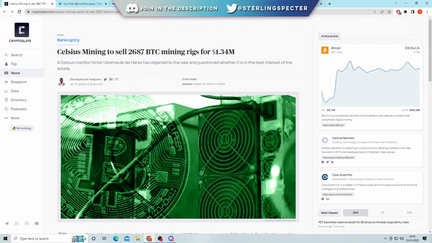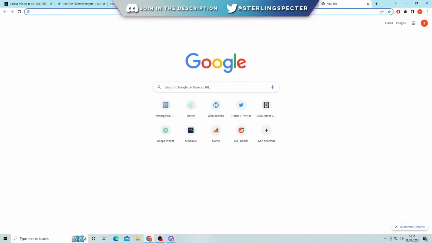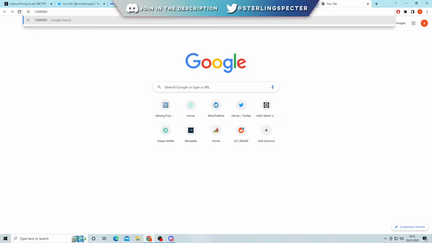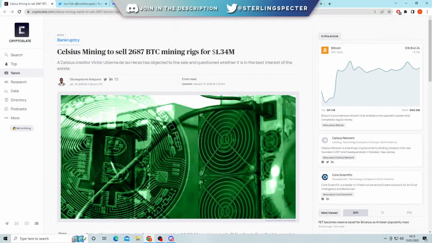So there was this one article that I just wanted to cover because obviously it's a big article in terms of crypto mining. Celsius Mining has sold 2,687 Bitcoin mining rigs for 1.34 million. Now I don't know what that works out as. So if we do 1.34 million divided by 2,680, something like that, that's only about $500 each, which is decent, but it's not exactly massive in terms of ASIC miners. They probably sold them at a very big loss.